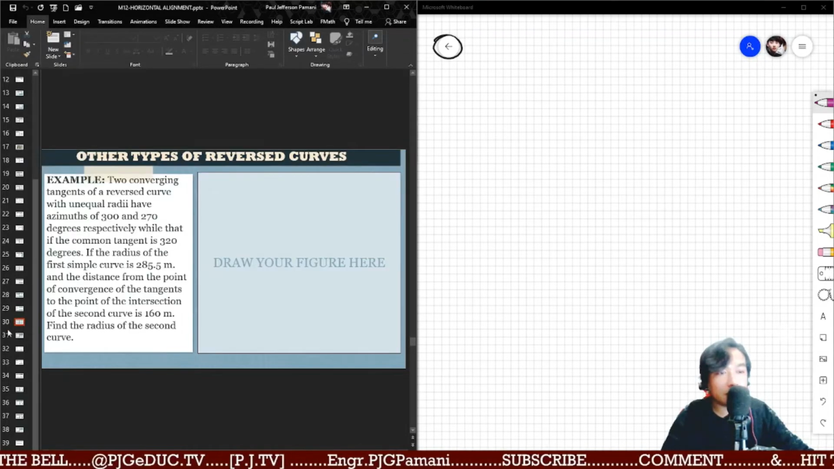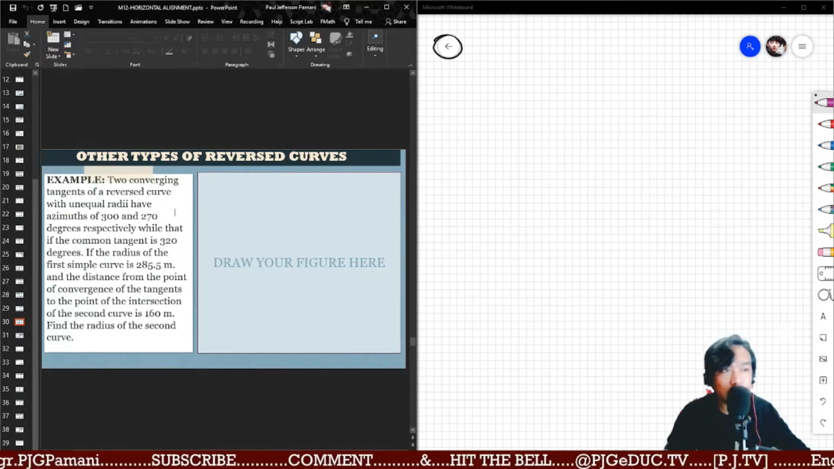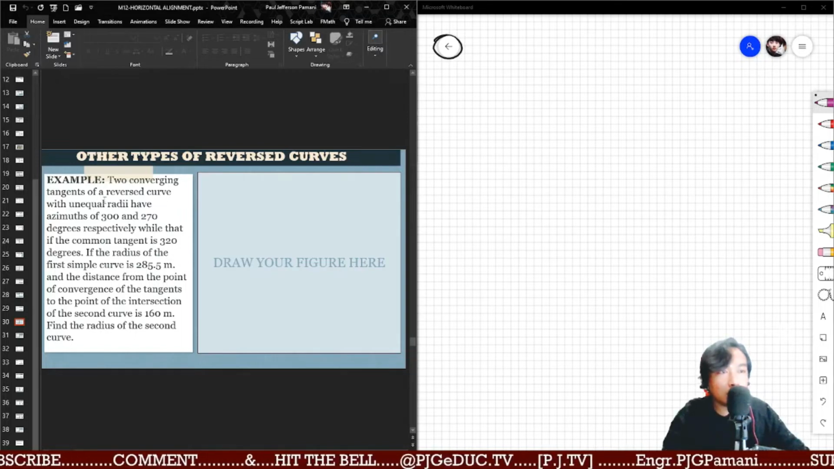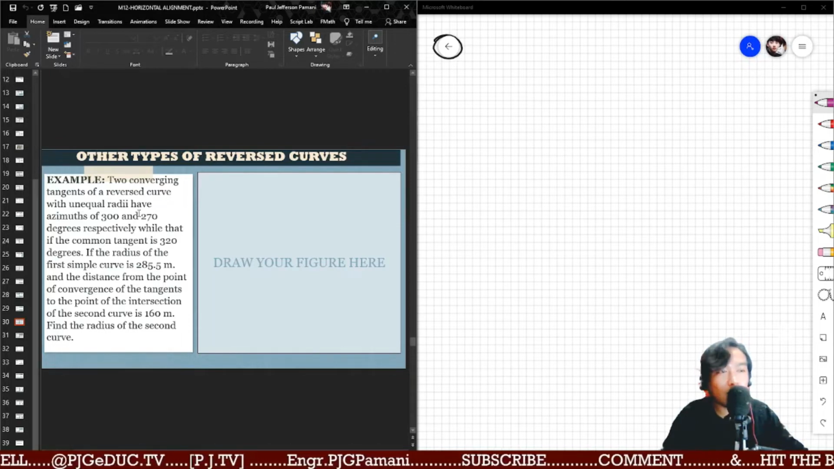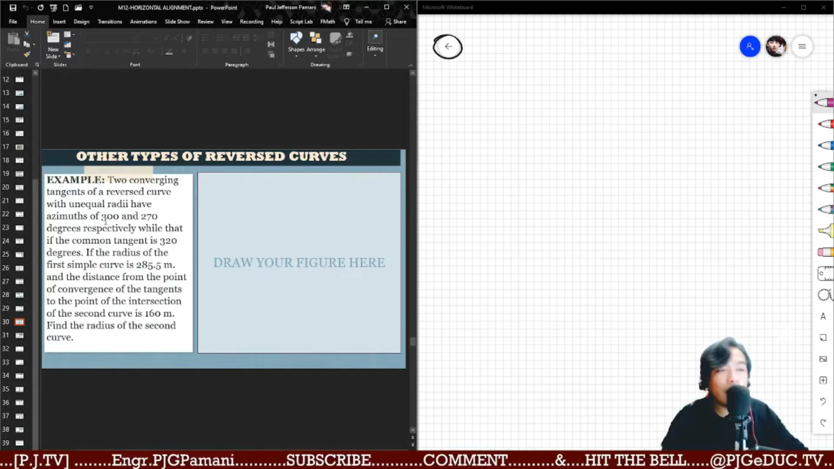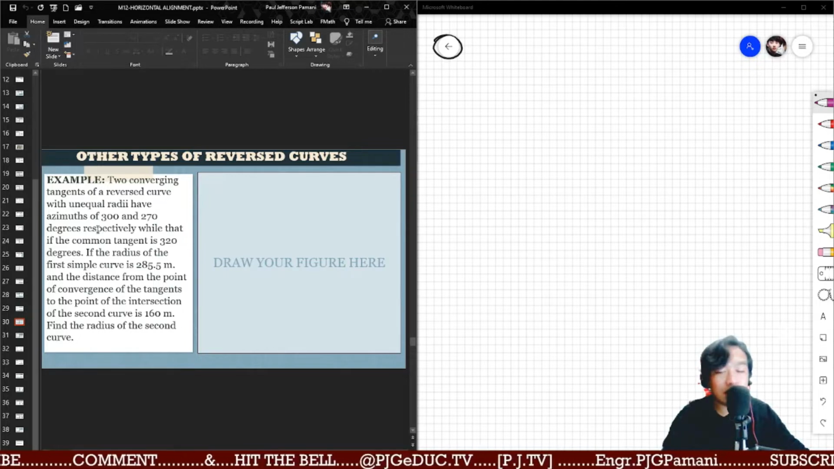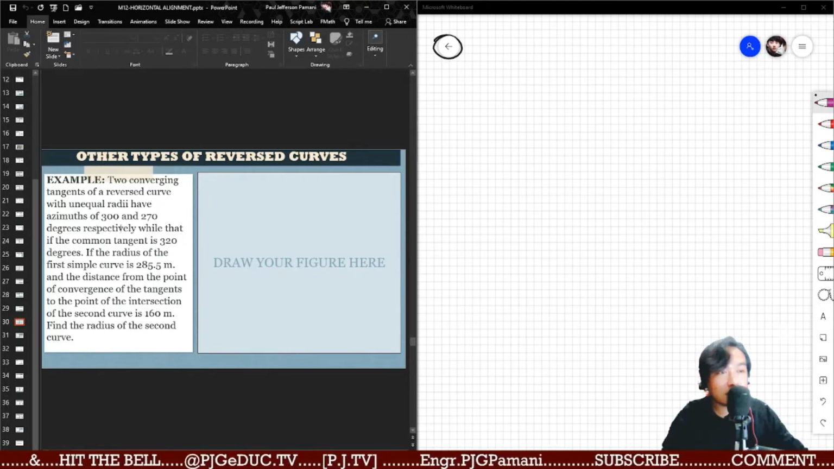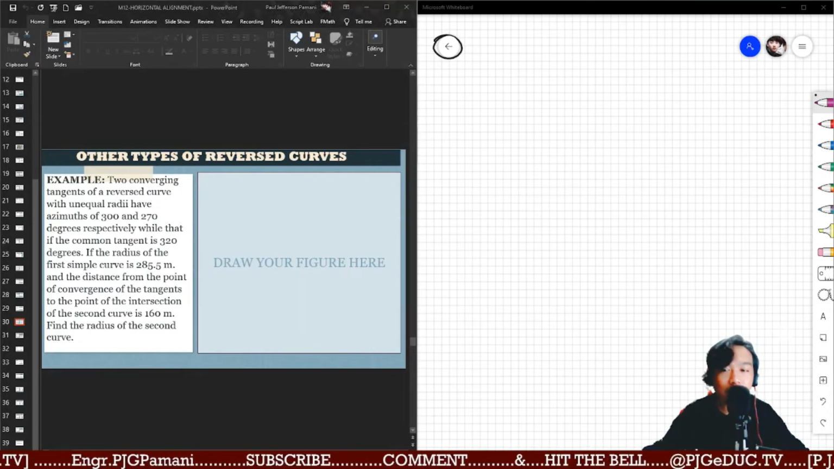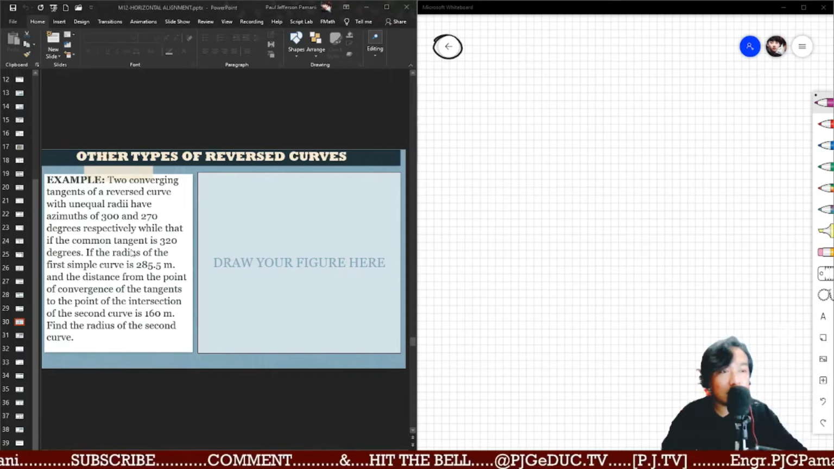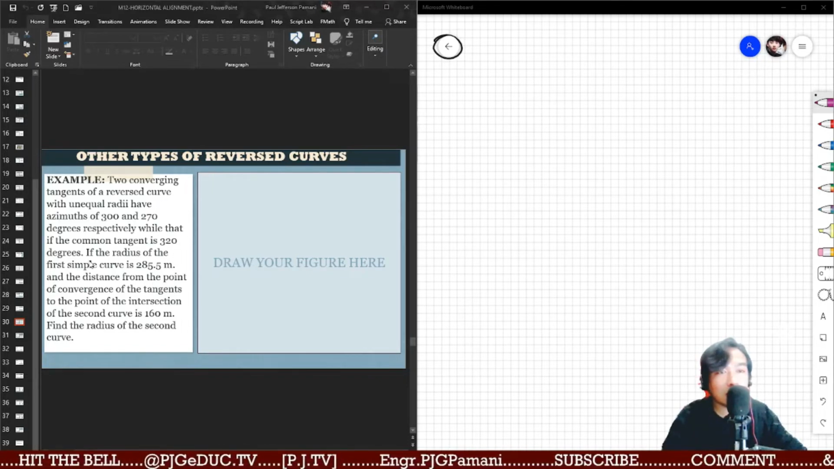So first up is our example problem involving a converging tangent. Okay, mag-extend tayo ng 5 minutes lang. So, converging tangents. Two converging tangents of a reverse curve with an equal radii have an azimuth of 300 degrees and 270 degrees respectively. So, pag sinabi niyang respectively, the back tangent has an azimuth of 300 degrees and the forward tangent has an azimuth of 270 degrees, such that the common tangent is 320 degrees in azimuth.